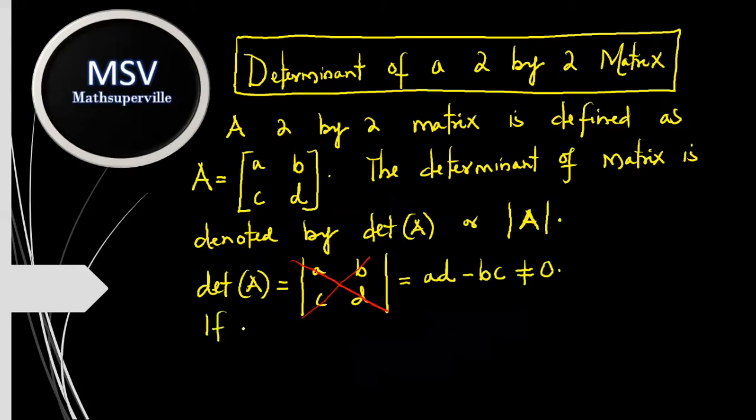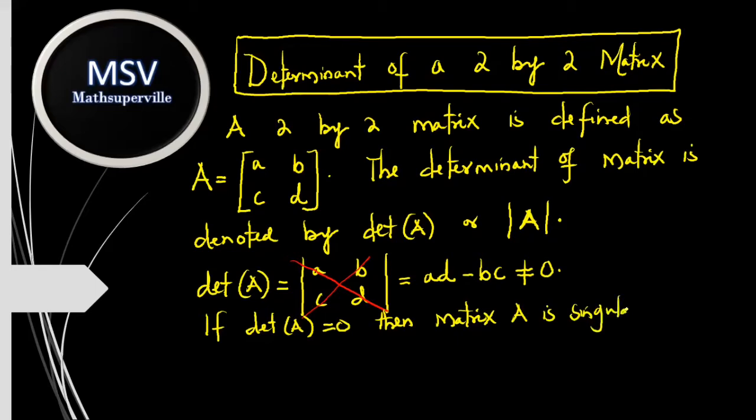If the determinant of A is equal to 0, then matrix A is singular. Another way you can say singular is non-invertible.